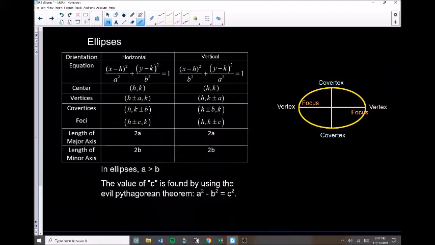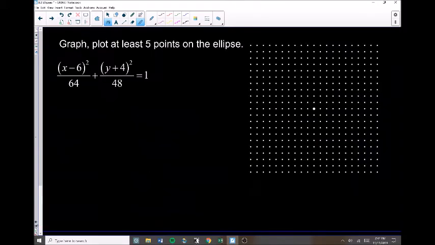So let's get going. Let's do an example. We're going to graph this ellipse and maybe put at least 5 points on it. I'm also going to find things like the center, the focus, the vertex, the co-vertex, all these things.